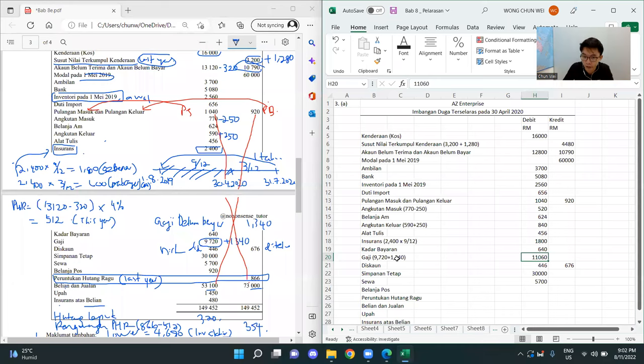And in your exam, if this answer is wrong, but your working is correct, that's actually marks for your working. That's why I strongly encourage all of you to show the working, okay, as in the bracket, all right? And then let's move on to the belanja post is 920, no changes.